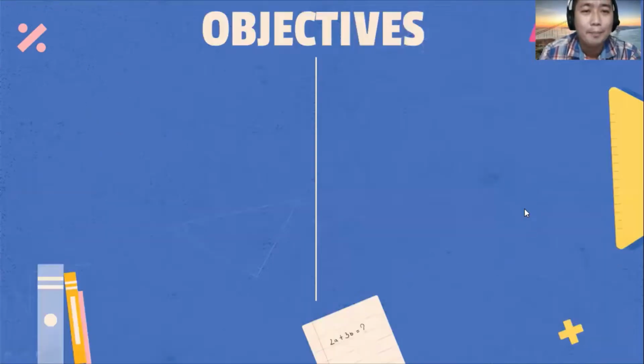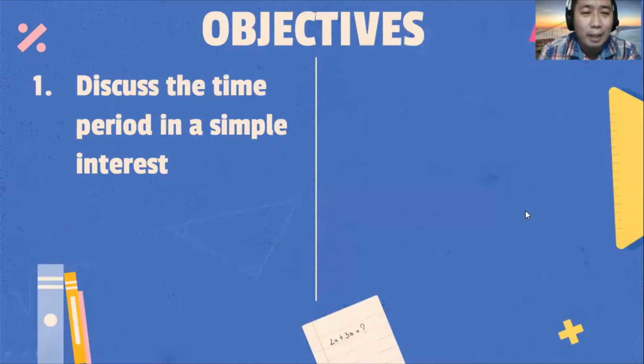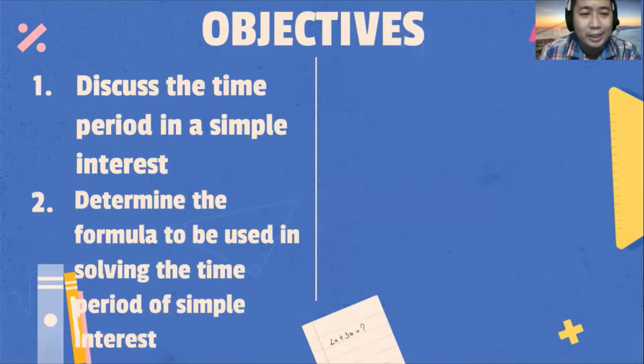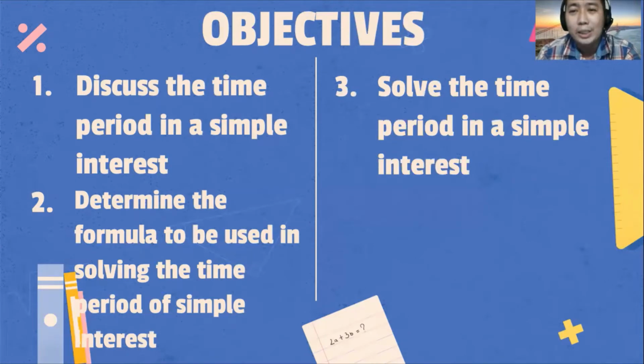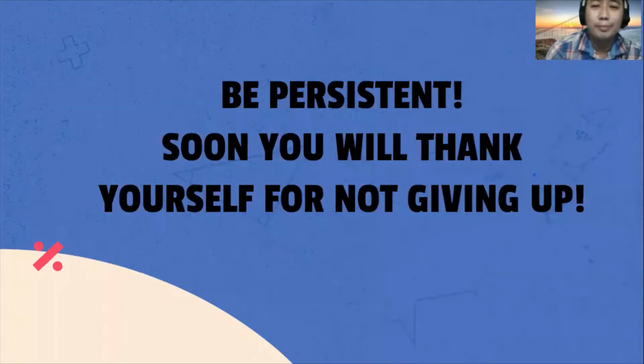Number one, discuss the time period in a simple interest. Number two, determine the formula to be used in solving the time period of simple interest. And number three, solve the time period in a simple interest. Those are the objectives that we need to meet at the end of this lesson.